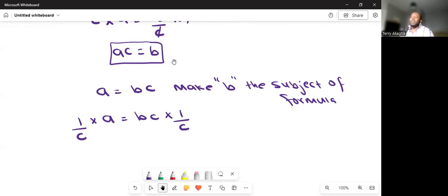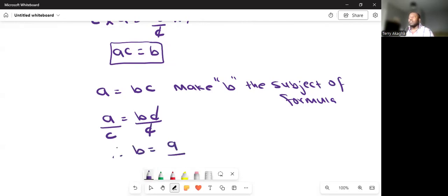Or if you want to do it in terms of division, instead of multiplying by 1 over C, you can say, I want to divide both sides by C. Are you seeing it? Then this is going to cancel that. Then therefore you have B is equal to A over C. And that is that.